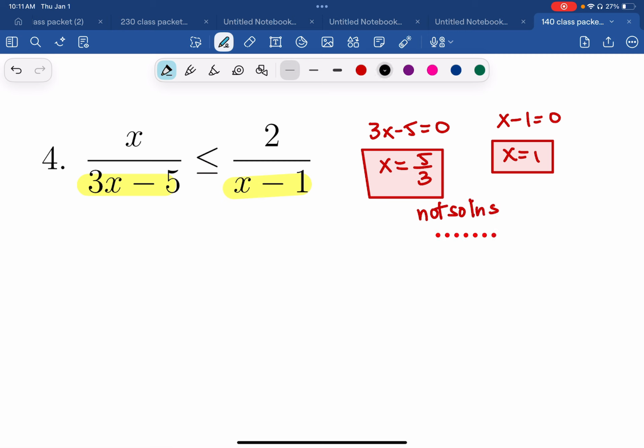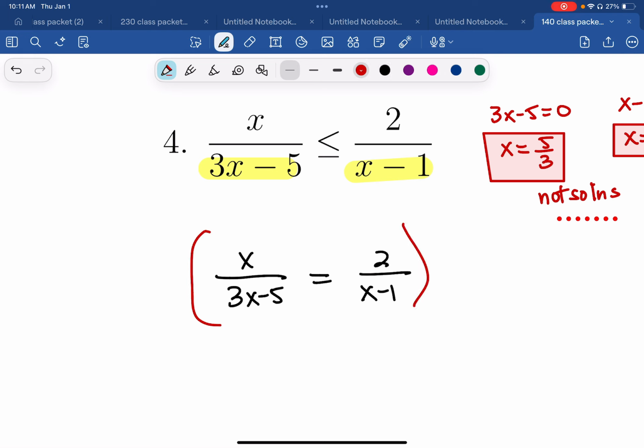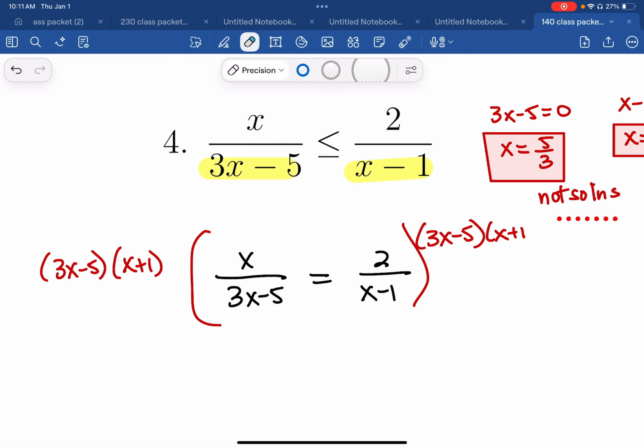Then on to step 2, we're going to go ahead and rewrite our inequality as an equation. So x over 3x minus 5 equals 2 over x minus 1. And we're going to solve it by clearing our denominators. So we're going to multiply both sides by 3x minus 5 times x minus 1. Sorry, x minus 1. Let me fix that.